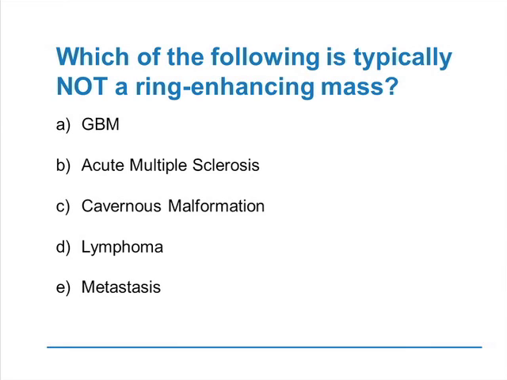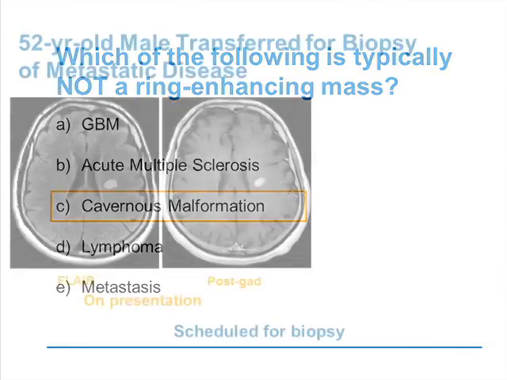So here's a question. Which of the following is typically not a ring-enhancing mass? GBM, or glioblastoma multiforme, acute multiple sclerosis, cavernous malformation, lymphoma, or metastasis? The answer is cavernous malformation, typically is not a ring-enhancing mass.